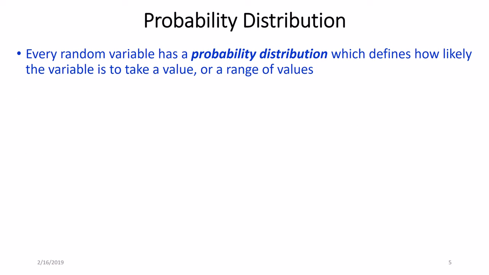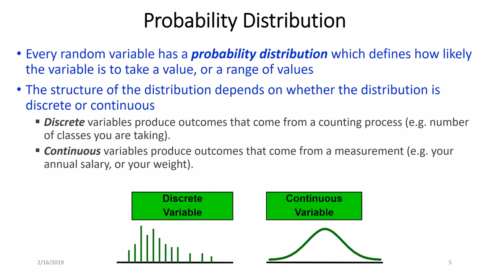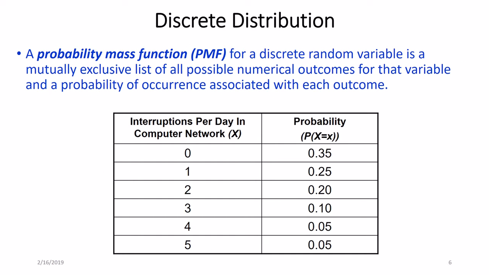Each random variable has a probability distribution which defines how likely the variable is to take a value or a range of values. The structure of the distribution depends on whether the distribution is discrete or continuous. The distribution of a discrete variable looks like the graph on the left side, and the distribution for a continuous variable looks like the graph on the right side. Now first, let's look at discrete distributions.